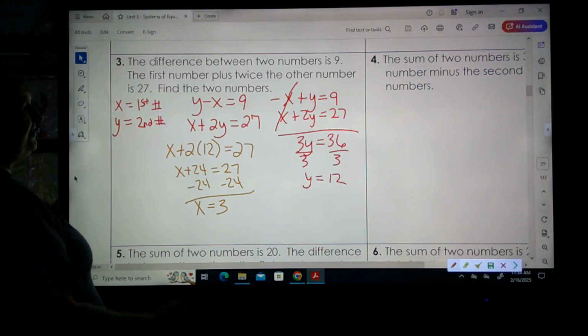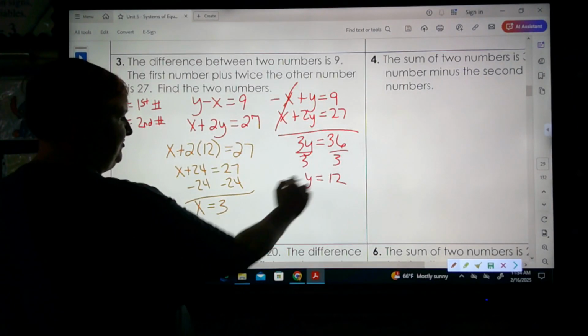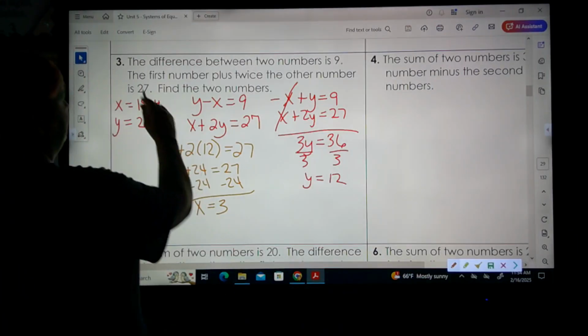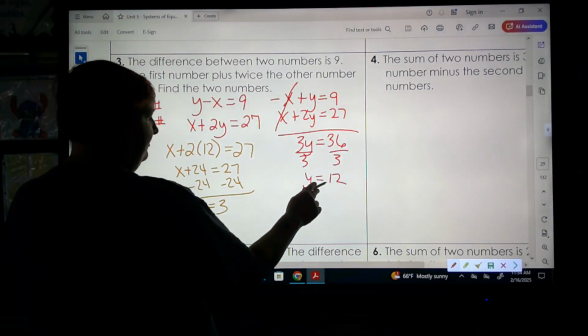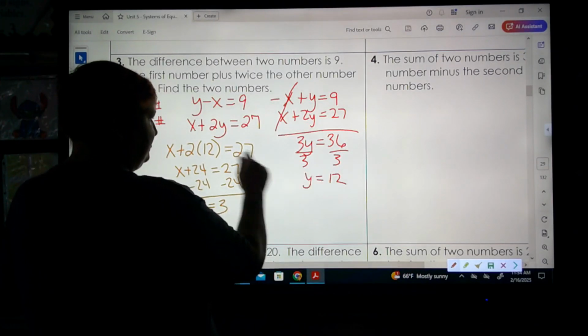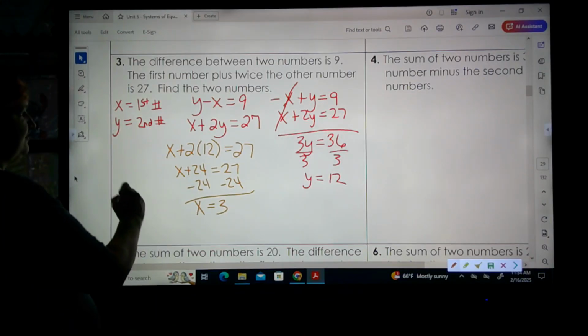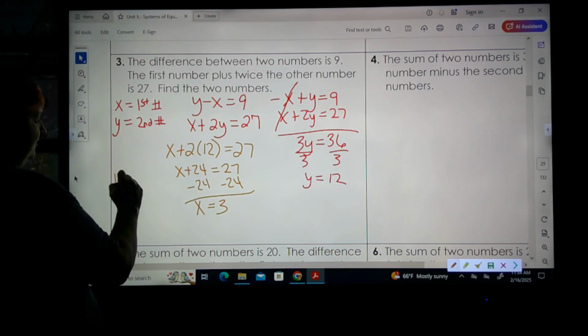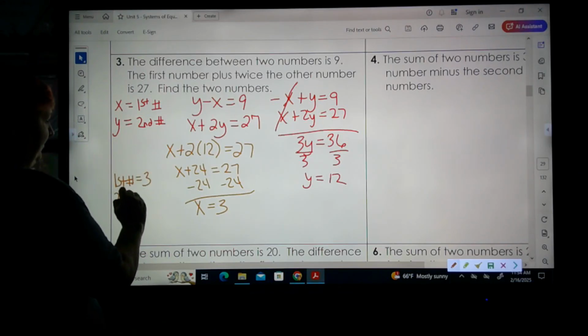So, let's see if that makes sense. The difference between the two numbers is 9. The difference between 3 and 12 is 9. Correct. The first number plus twice this number, which will be 24. So 3 and 24 is 27. Perfect. Find the two numbers. So the first number equals 3, and the second number equals 12.